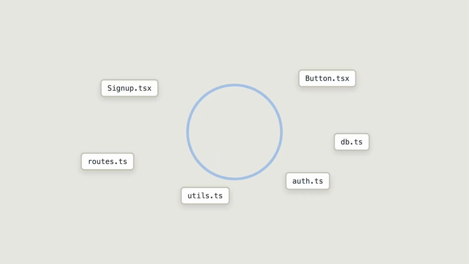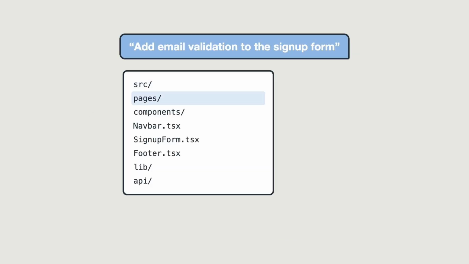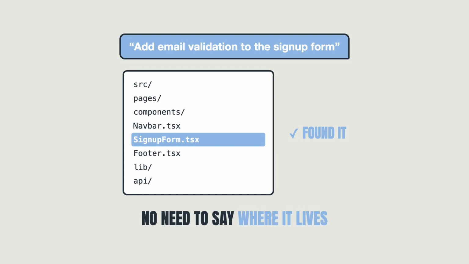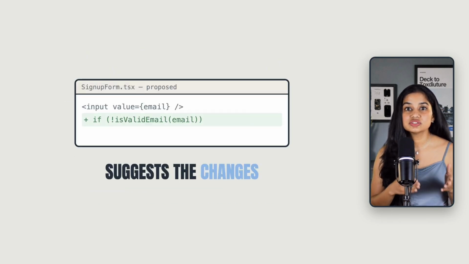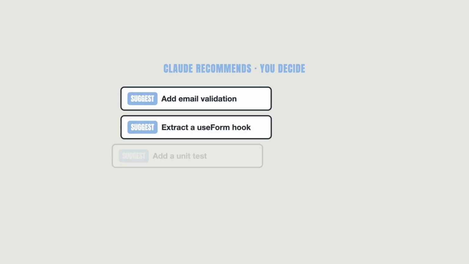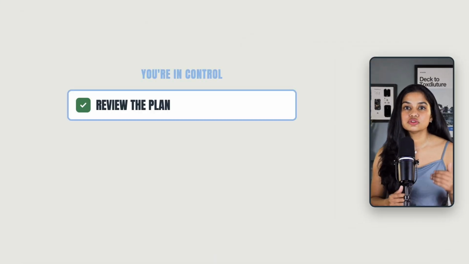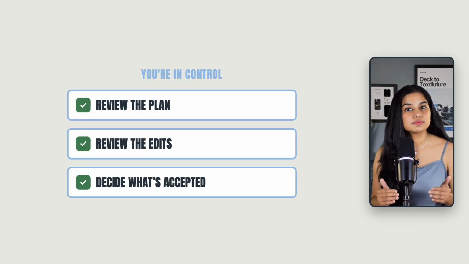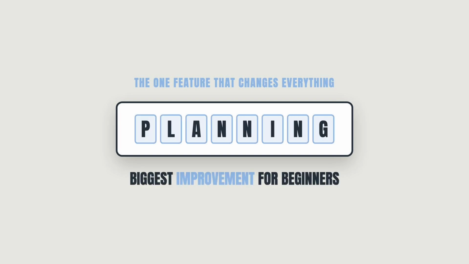Instead of forcing you to explain everything manually, Claude can inspect the project and build an understanding of how it is organized. So if you say add email validation to the sign up form, you don't have to tell it where every file lives. It can usually identify the relevant components, trace the flow of the application, and suggest the changes that need to happen. The important thing to remember is that Claude can make recommendations and changes, but you're still the person in control. You review the plan, you review the edits, you decide what gets accepted. And that leads directly to the feature that probably gives beginners the biggest improvement in results.